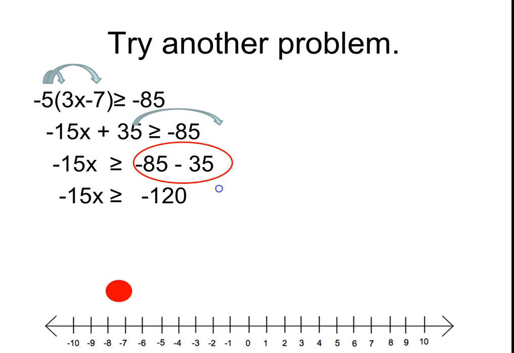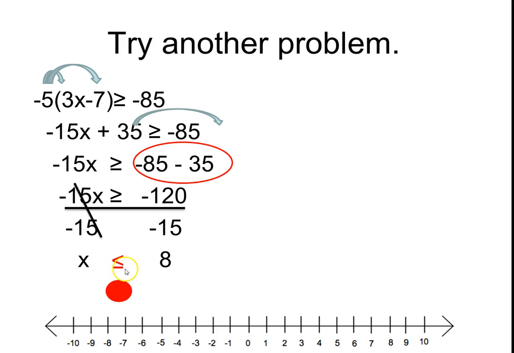We're going to divide by negative 15 because we need that negative 15 to go away. We need just x left behind. So if we divide by negative 15, we have just x. And if we divide negative 20 by negative 15, we have just 8. Now, what is the big important thing that we need to remember? If we divide by a negative number, the symbol has to switch. Now it's less than or equal to.